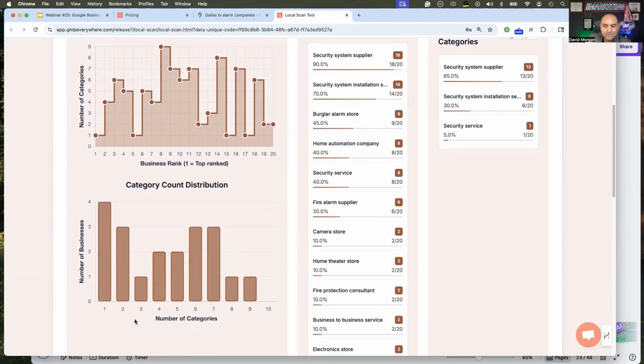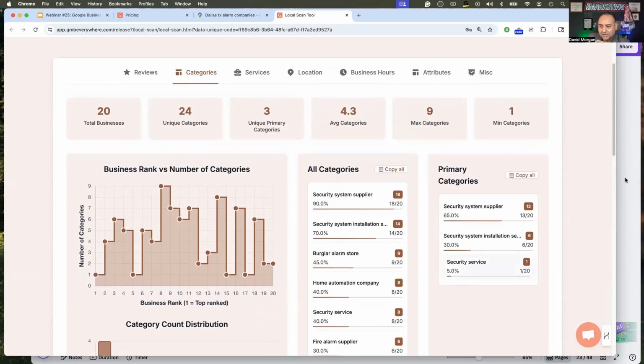So of these 20, 4 of them are using one category. There are 3 businesses that are using 2, and so on and so forth. There are 3 businesses with 7 categories, and there are 3 businesses that are using 6.